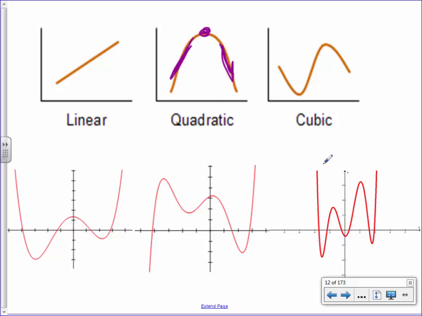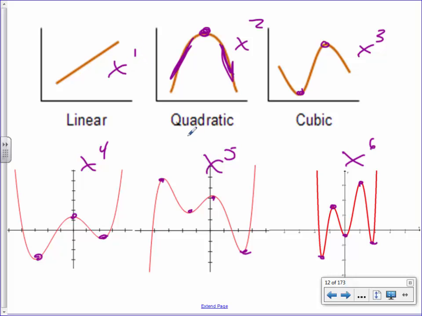So, like this graph right here, see how it turns around 1, 2, 3, 4, 5 times? That means this is probably an x to the 6 graph. And see how this one turns around 1, 2, 3, 4 times? It's an x to the 5 graph. And this one turns around 1, 2, 3 times. It's an x to the 4 graph. This one turns around twice. It's an x to the 3. That's an x squared. That's an x to the 1.